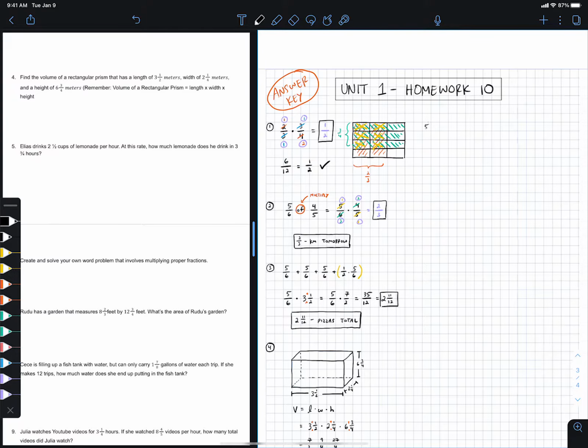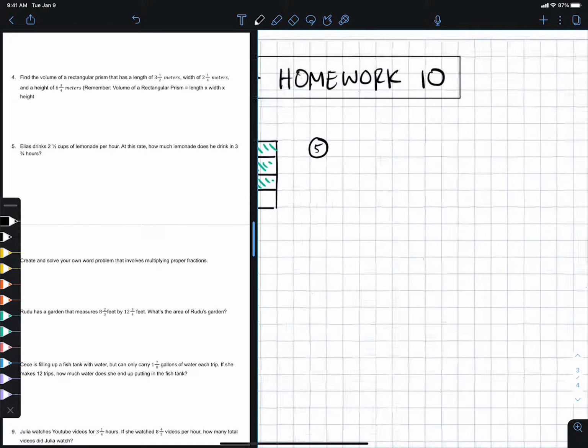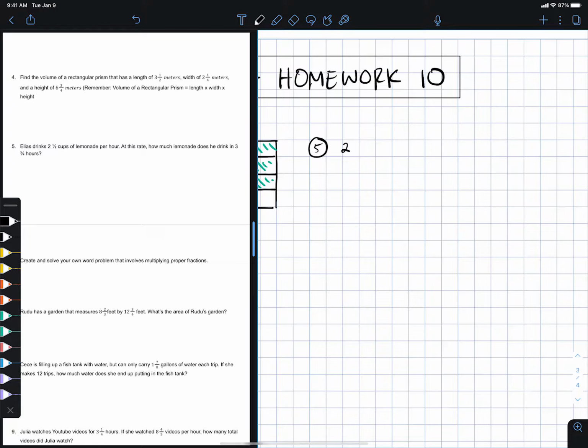So I'll put number 5 maybe right over here. And I'm just going to go right into the multiplication. So it's just 2.5, and he does this each hour for 3 3/4 hours. Oops, it's 3 3/4. Sorry about that. And then we need to turn these into improper fractions. So 2 times 2 is 4 plus 1. That's going to be 5. 5 over 2. And then 3 times 4 is 12 plus 3. That's going to be 15. So this should be 15 over 4.